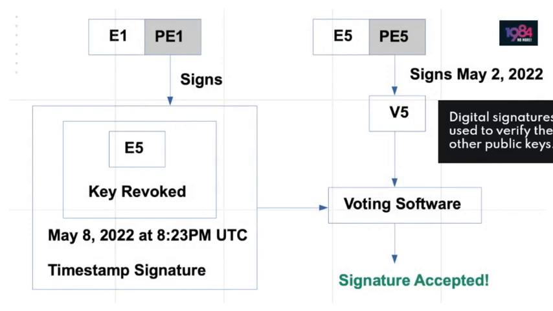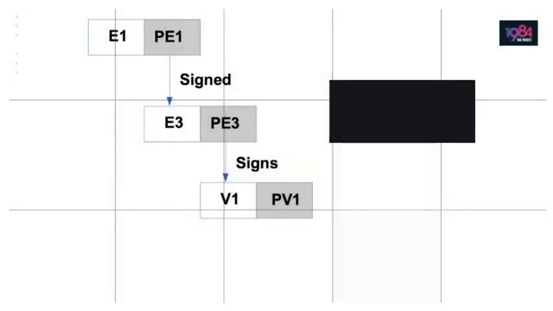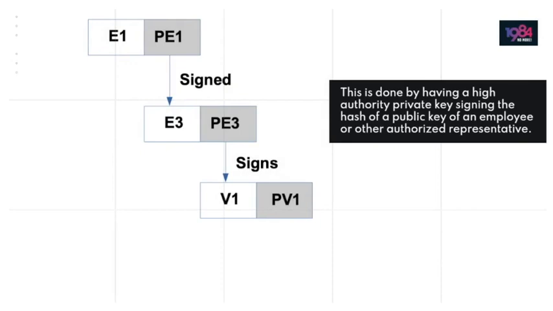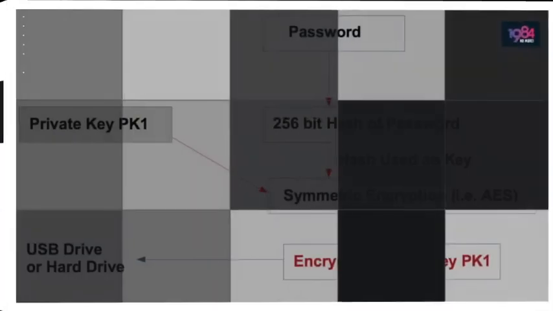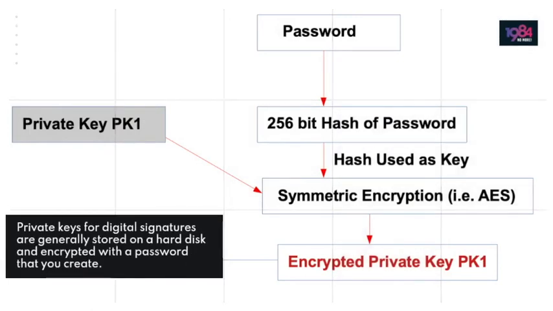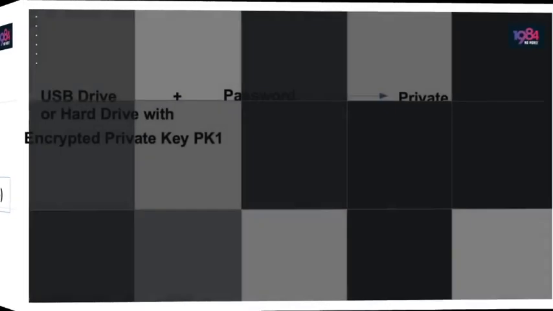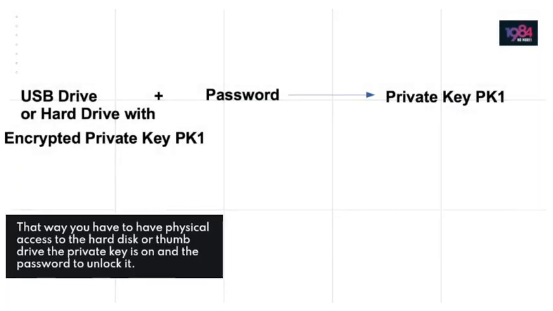Digital signatures will also be used to verify the authenticity of other public keys. This is done by having a high-authority private key signing the hash of a public key of an employee or other authorized representative. Private keys for digital signatures are generally stored on a hard disk and encrypted with a password that you create. That way you have to have physical access to the hard disk or thumb drive the private key is on and the password to unlock it.